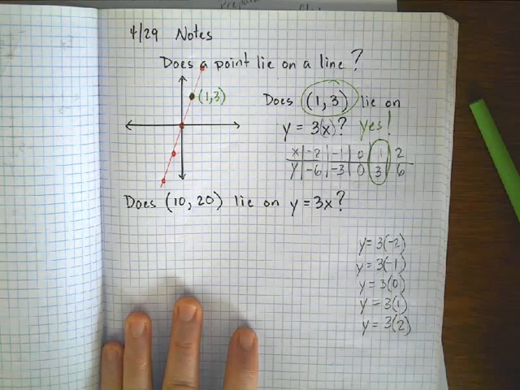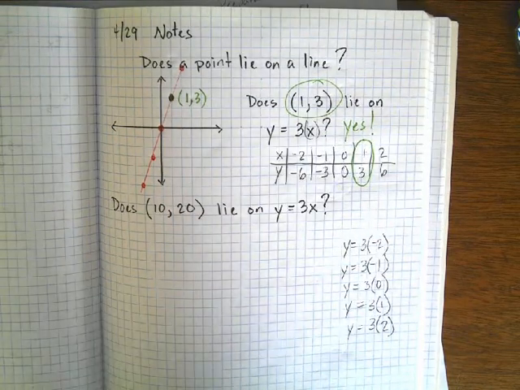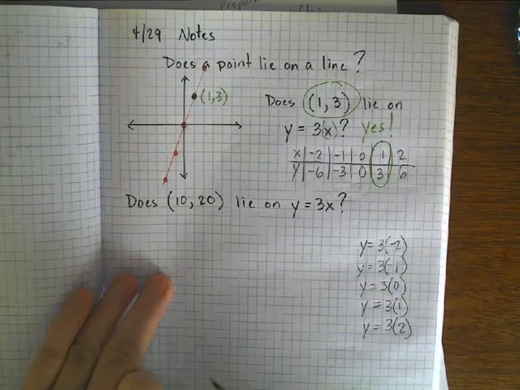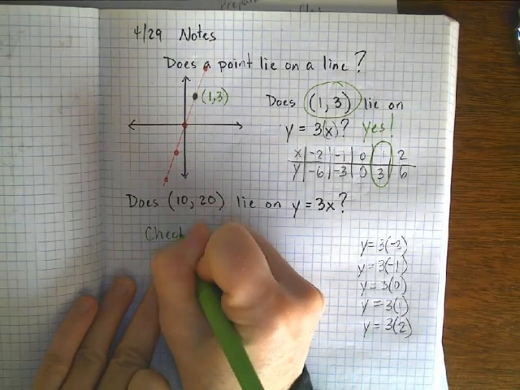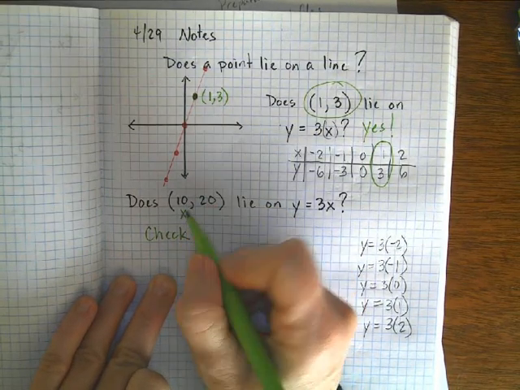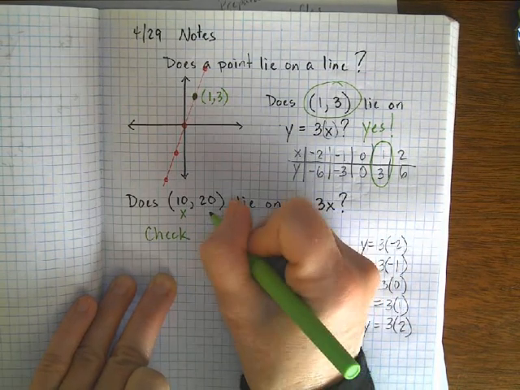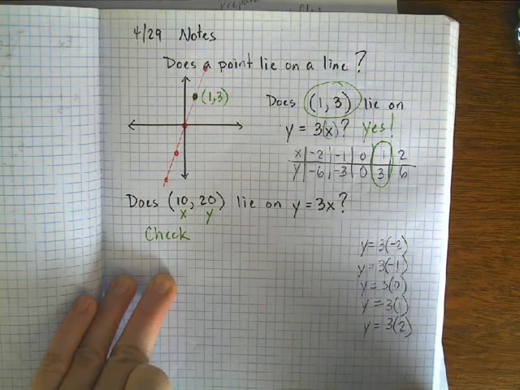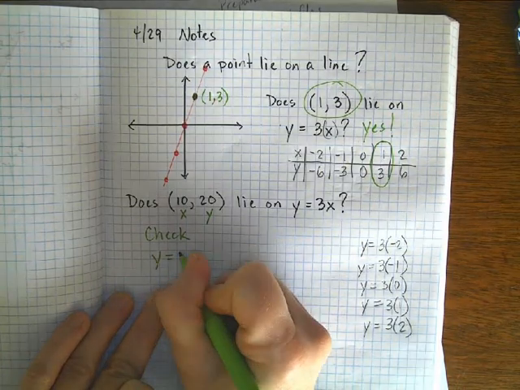So what we're going to do is, instead of using a graph, we're just going to check it. Just like how we would check the answer to an equation when we were solving equations, we're going to do a check. So this is what you're going to do in math space today. This is our x, and this is our y. If we put these into the equation, does it work? Okay? So I'm going to have y equals 3x.